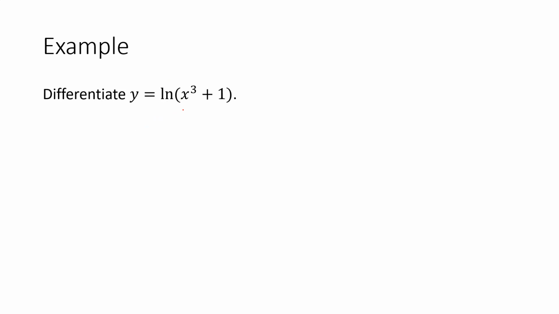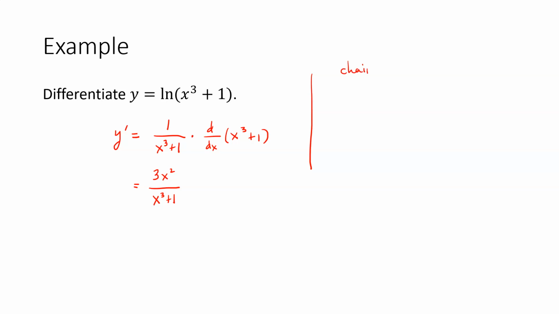When I want to take the derivative of ln of x cubed plus 1, for instance, well, we know it's going to be 1 over x cubed plus 1 times the derivative of x cubed plus 1. Of course, here we're just applying the chain rule, which leaves me with the derivative of x cubed plus 1, 3x squared in the numerator, over x cubed plus 1. So with that in mind, we can adjust our derivative formula a little bit to accommodate the chain rule.